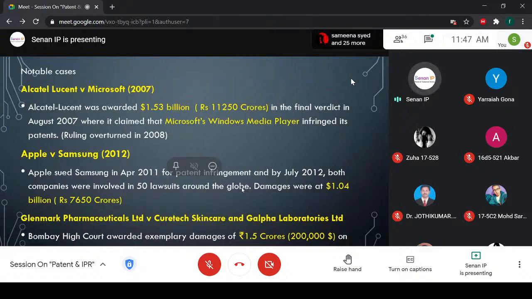There are a few notable example cases we are presenting here, where a patent applicant can get the benefit from his invention. In the first case, Alcatel-Lucent filed a case against Microsoft. What happened? Alcatel-Lucent was awarded 1.53 billion dollars in the final verdict, which came in 2007, where the Microsoft product Windows Media Player infringed its patent.